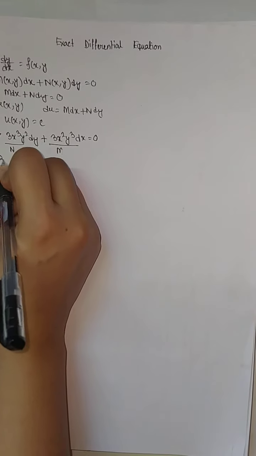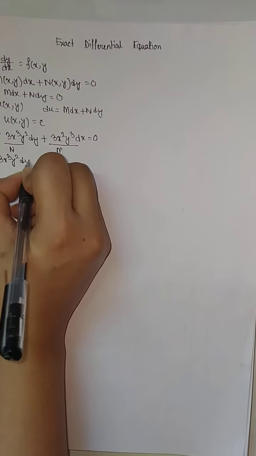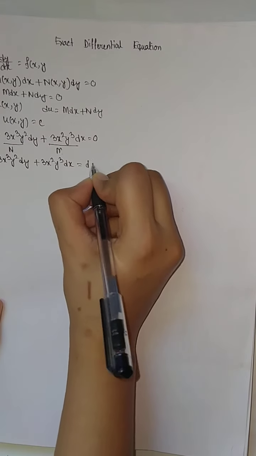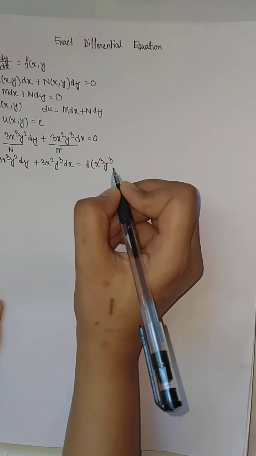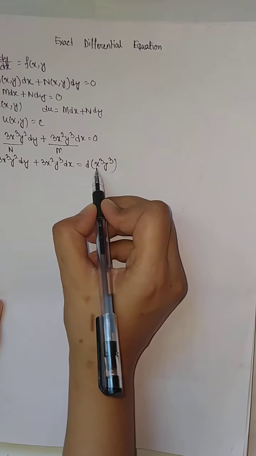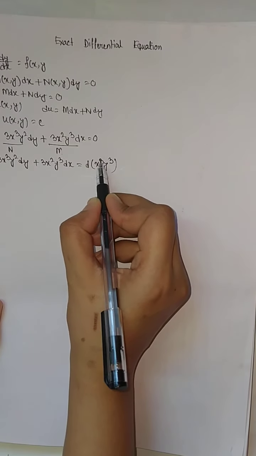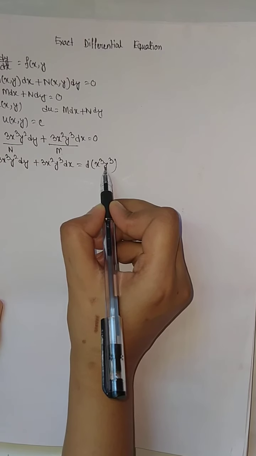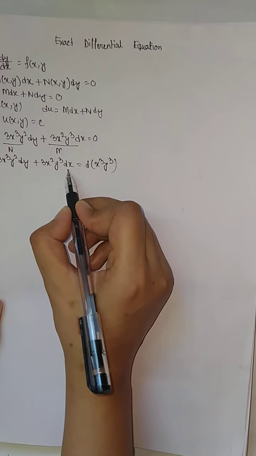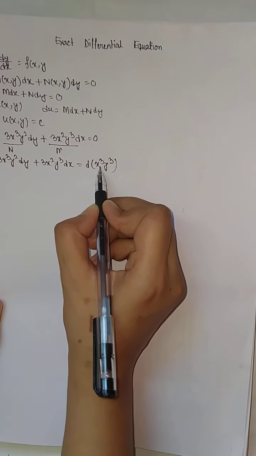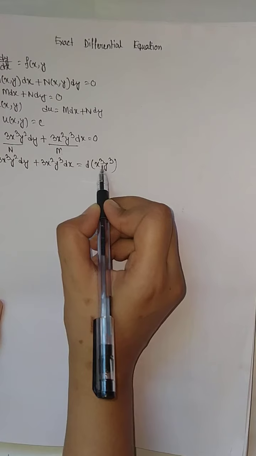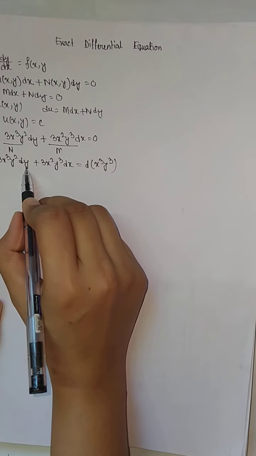Now since 3x³y² dy + 3x²y³ dx can be written as d of x³y³, you can check it, as the differential of x³y³ can be written as the differential of x³, taking y³ as constant, meaning 3x²y³ dx. Then take x³ as constant and differentiate y³. So we get 3x³y² dy.